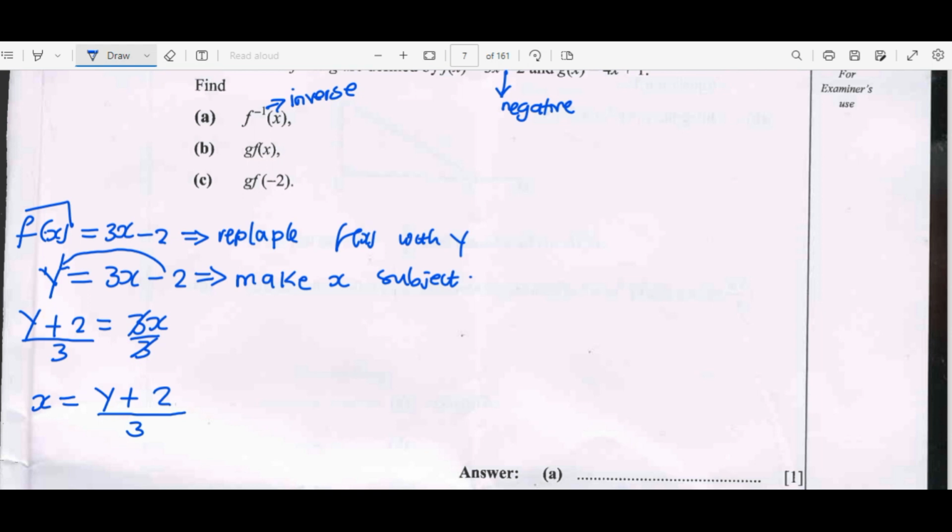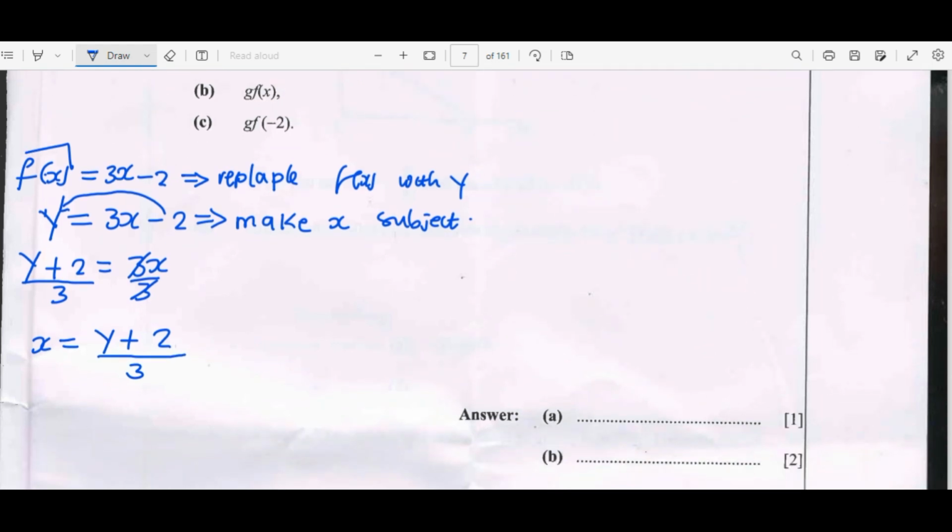Now after the first step is done, we've made x the subject of formula. The last step is where there is x, now you substitute with the expression for inverse. So you say f inverse of x is equal to, now the y must be replaced with x, so x plus 2 over 3. So that is our first answer.